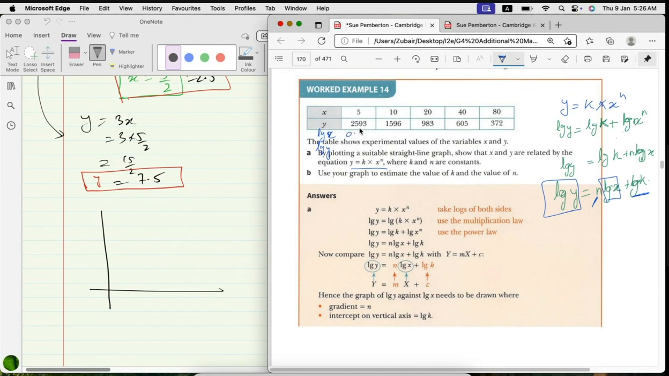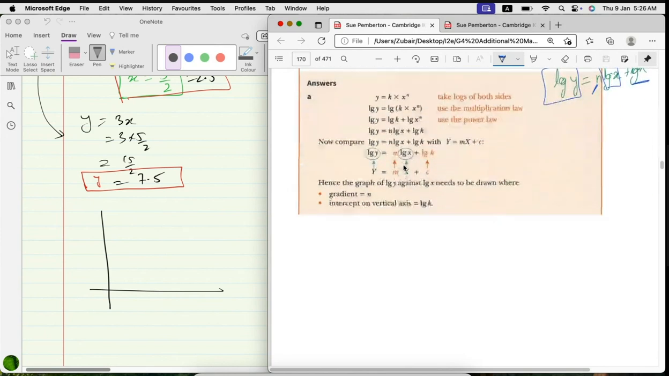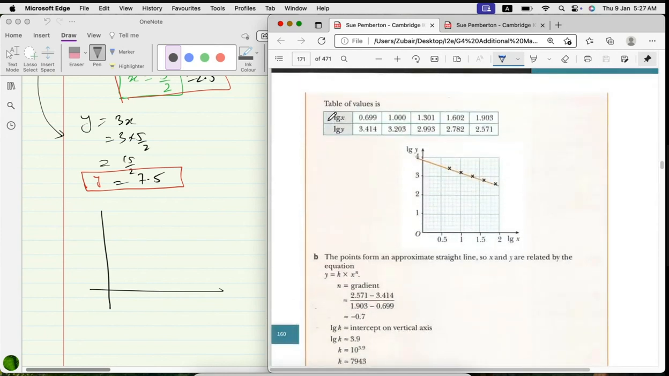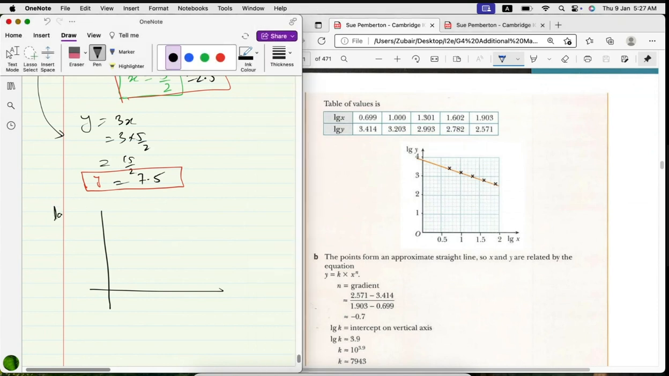So this is 0.699. lg 10 is 1. lg 20 is 1.301, and so on. Same process with y. So we'll get this table, lg x and lg y. Now we're plotting lg y against lg x.